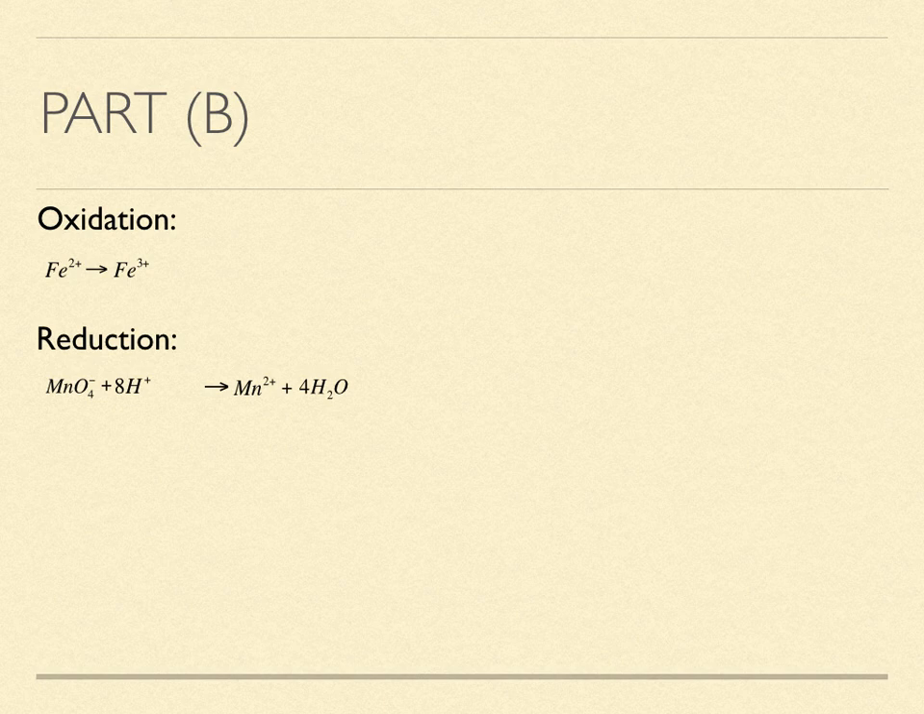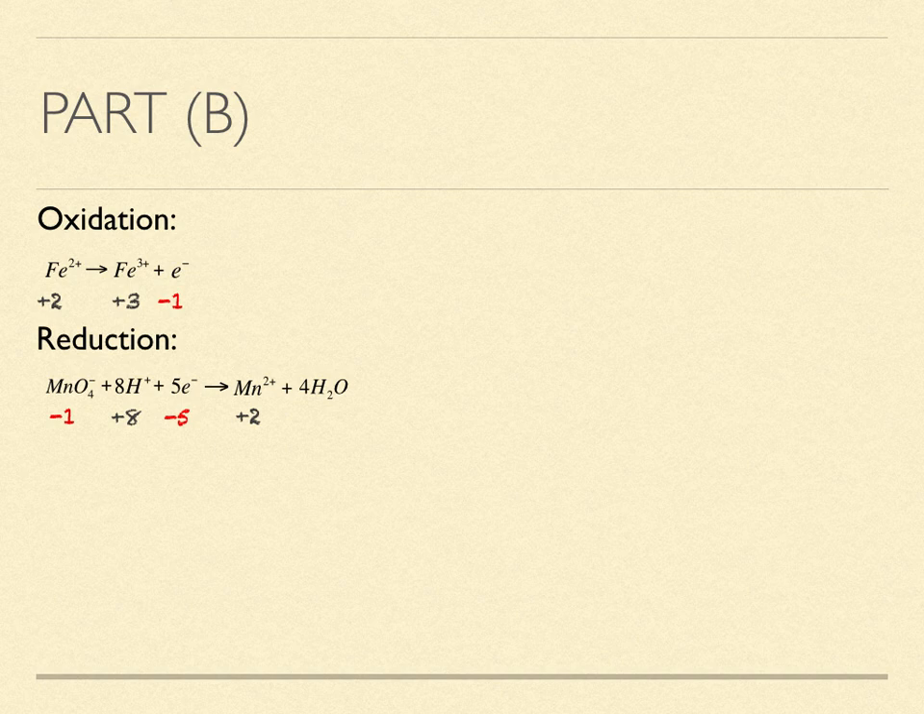Okay, so now we have to balance charge. In the oxidation reaction, the reactants have a charge of +2, while the products have a charge of +3, meaning we have to add 1 electron to the products. In reduction, the reactants have a charge of +7, the products have a charge of +2, meaning we have to add 5 electrons to the reactants.